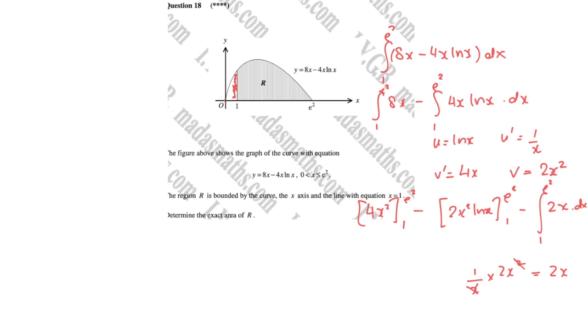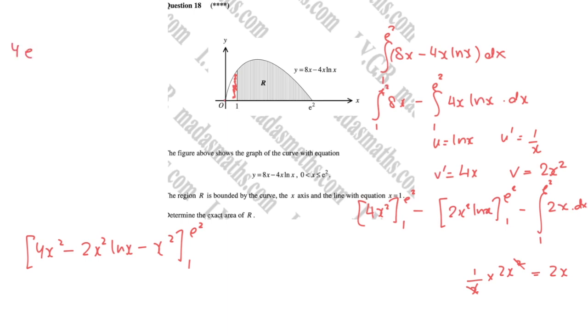So now your final bit, before you insert all the limits, is 4x squared minus 2x squared ln of x minus x squared, from 1 to e squared, like so. Do you guys agree? Is that what we get? Okay. Now, let's put the limits in.